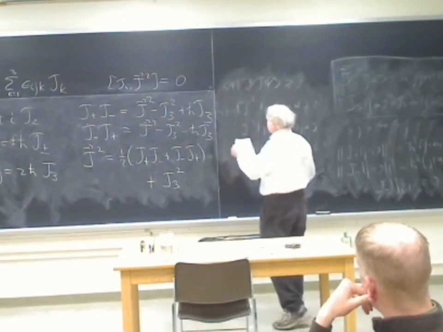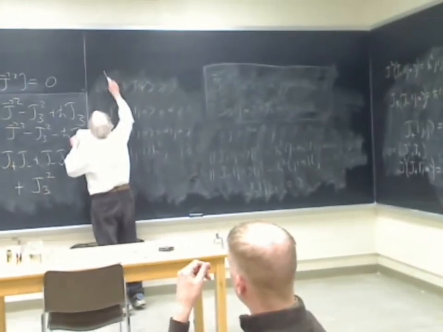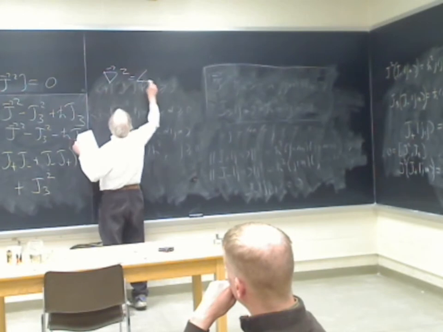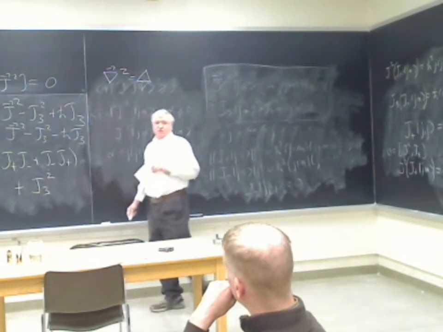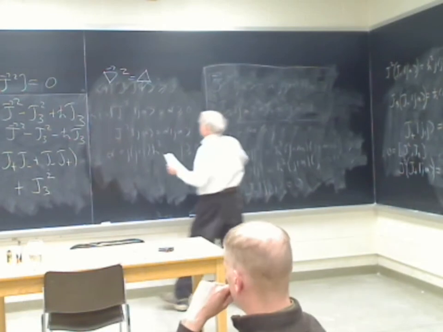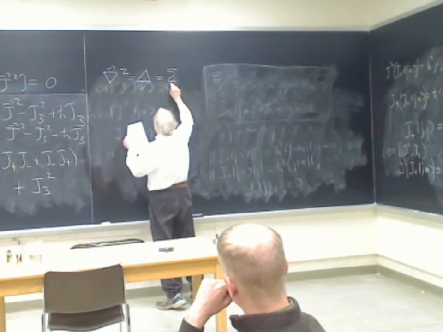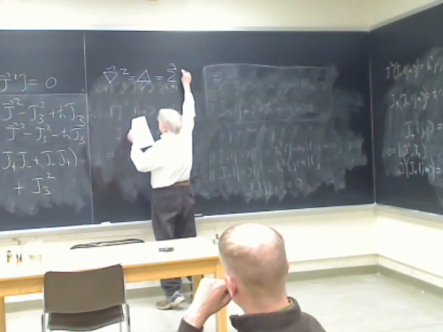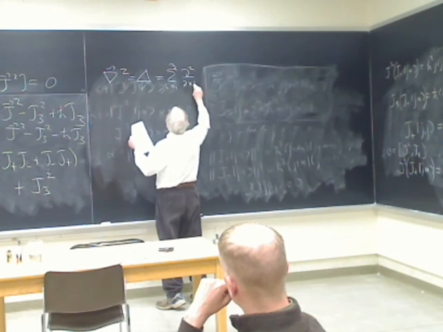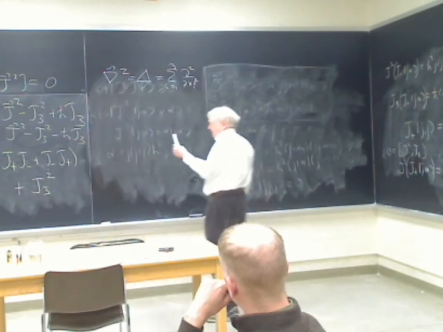Okay, well, I hope I've got enough space here. Grad squared, which, by the way, is often written simply as a triangle, a notation that makes things a lot easier and saves a little bit of chalk, is the sum over i equal to 1 to 3 of partial squared over partial x_i squared. That's the thing in rectangular coordinates.